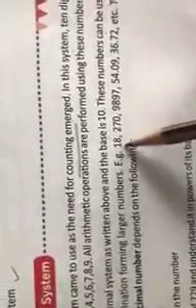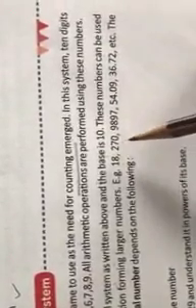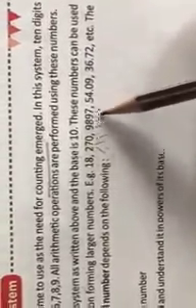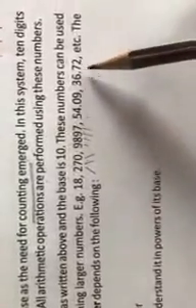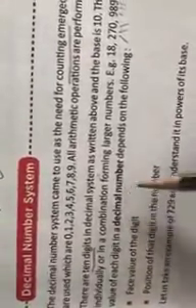How? 18. How is 18 written? 1, 8. 270. 9897. 54.09. 36.72, etc. The value of each digit in a decimal number depends on the following.